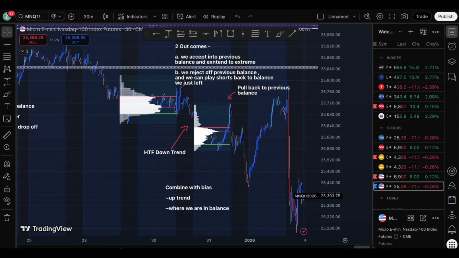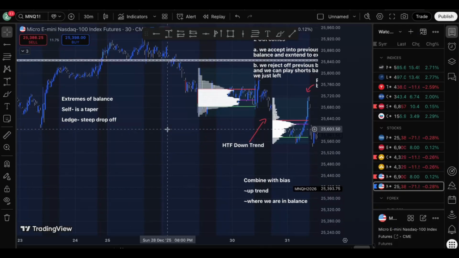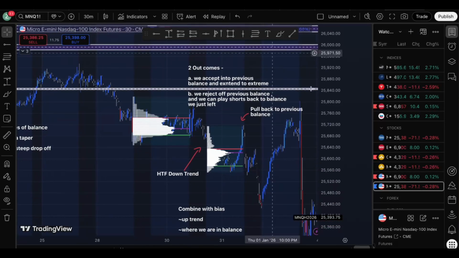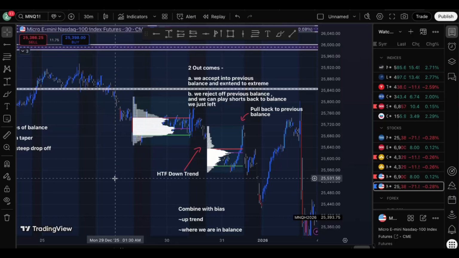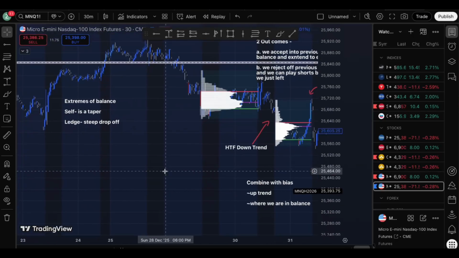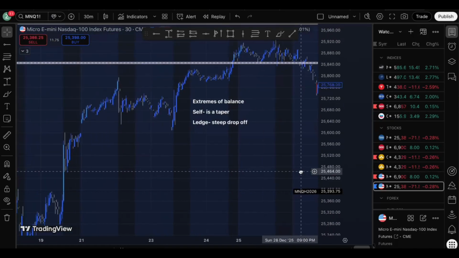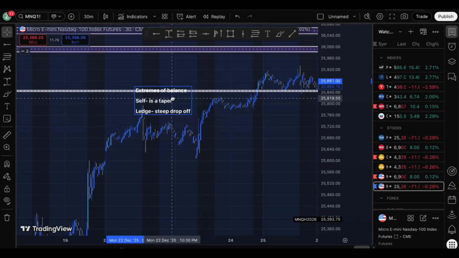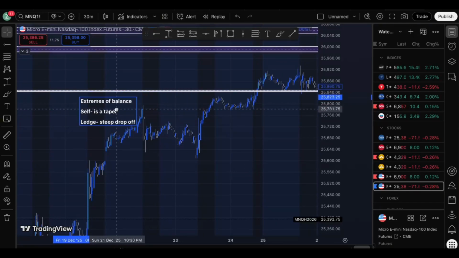We're back today. I'm gonna be going over shelves and ledges, and I have an example right here. Putting it all together with bias, like everything you want to look for. But first, I'm gonna go over what is the difference between a shelf and a taper.